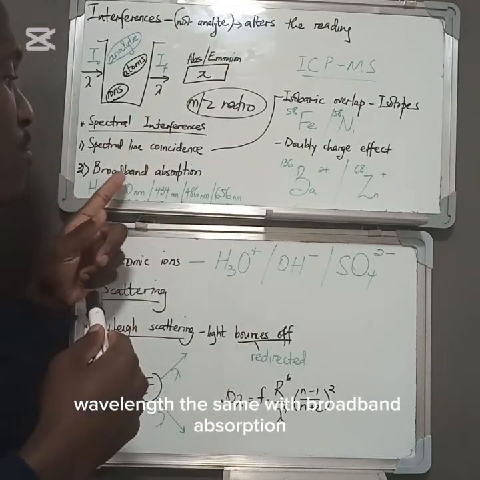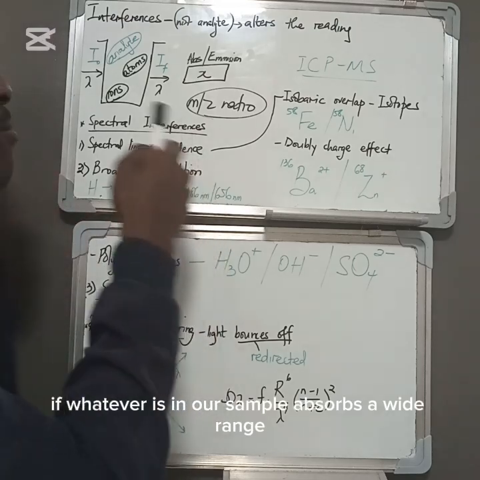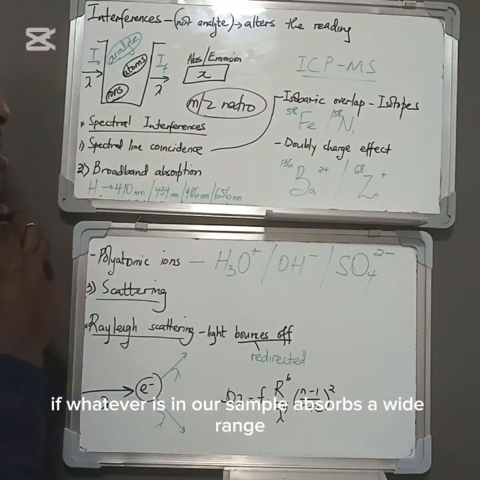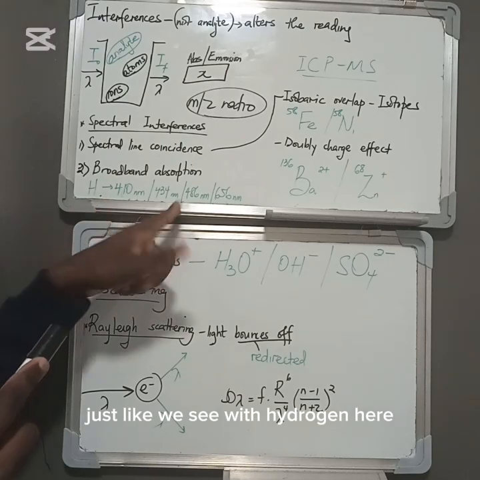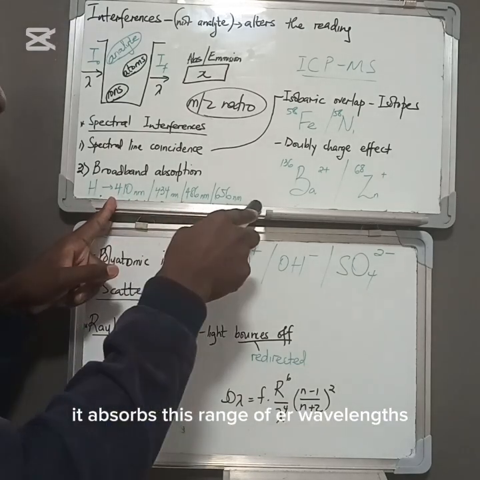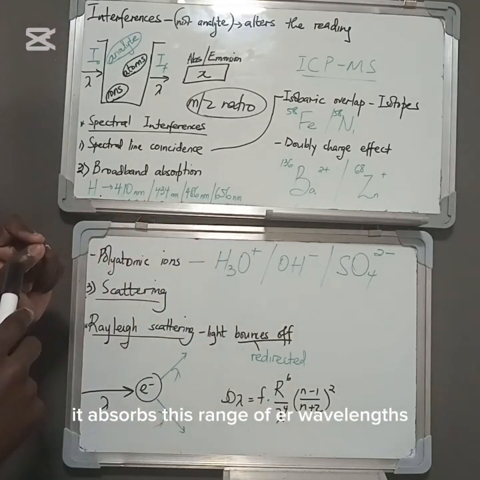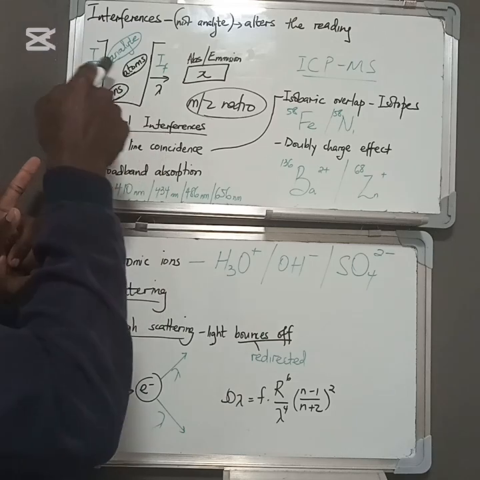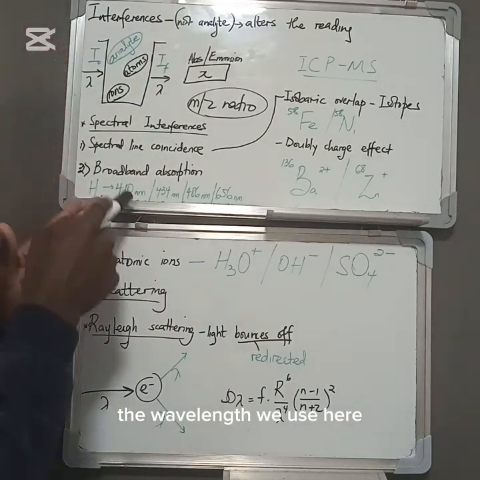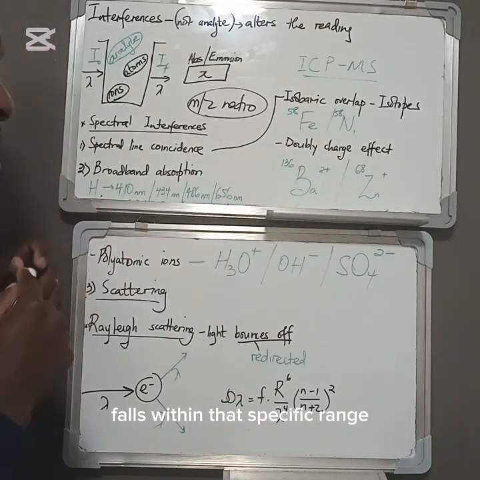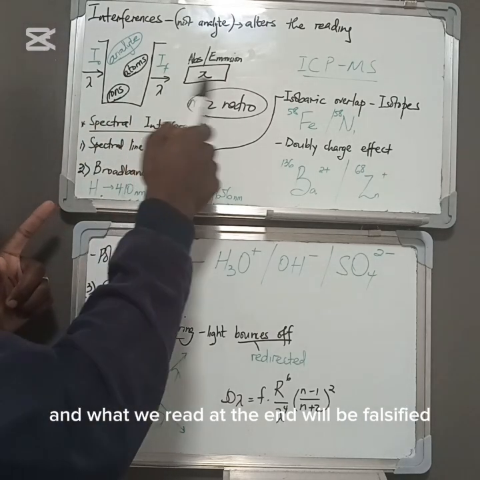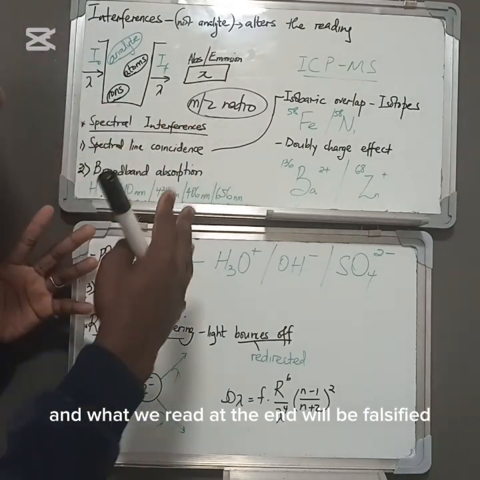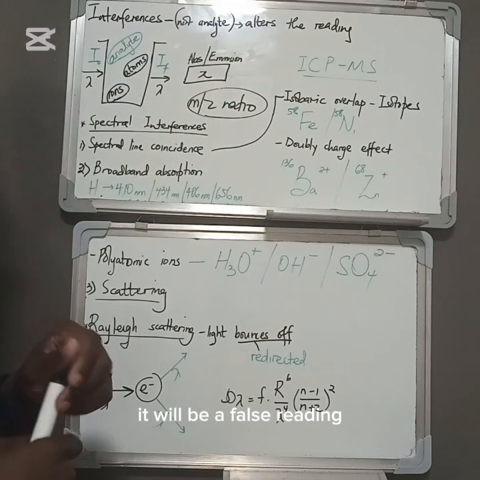The same goes for broadband absorption. If whatever is in our sample absorbs a wide range of wavelengths, just like we see with hydrogen here, then if the wavelength we use falls within that specific range, it may be absorbed by an interference. And what we read at the end will be falsified. It will be a false reading.